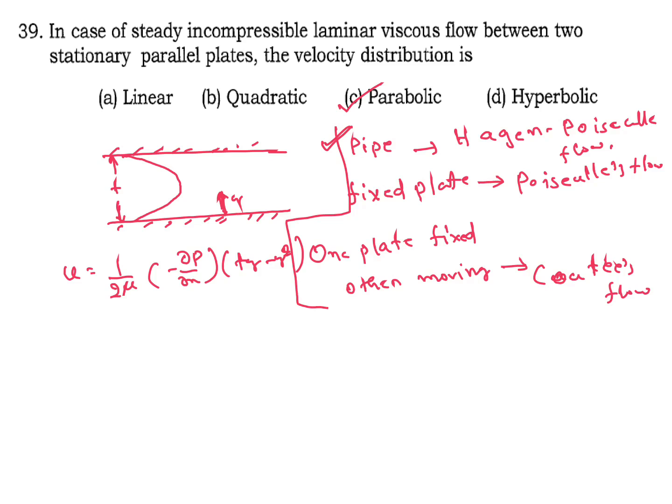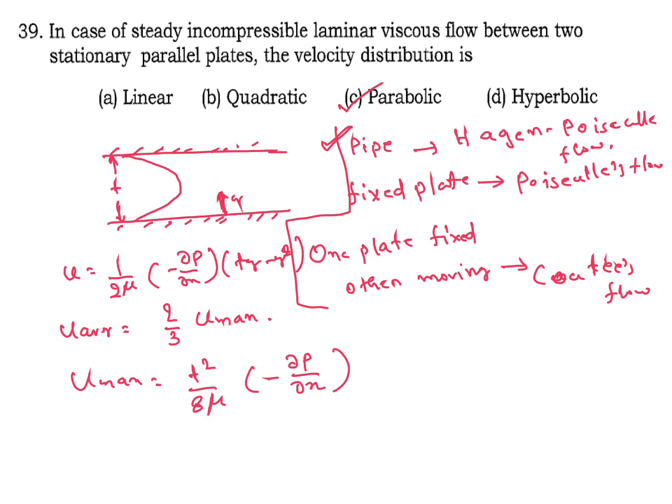And here U average, or average velocity, is 2/3 U maximum, and U maximum is T square by 8 mu into minus ∂P by ∂x. So these three formulas are asked many times in the IAS examination. Sometimes for conventional papers also they may ask this type of questions. You have to use these three formulas.